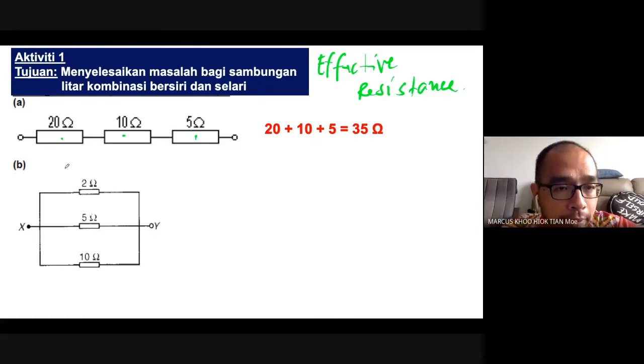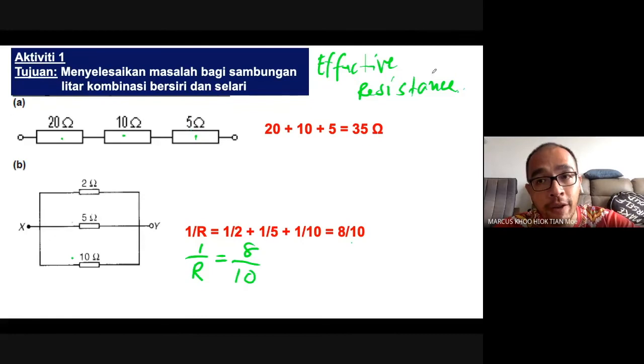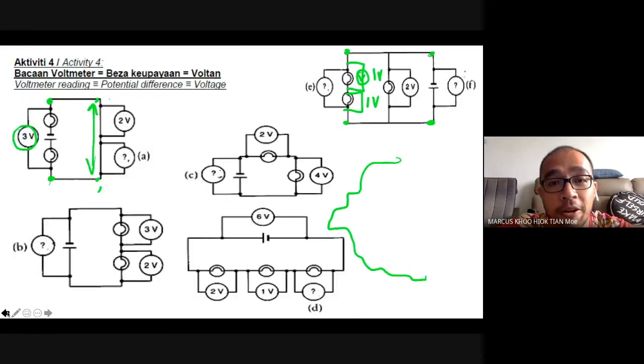Now, if it is in a parallel circuit, we have to do something slightly different. 2, 5, and 10. So the formula tells us that 1 over R equals 1 over 2 plus 1 over 5 plus 1 over 10. When you add this together, you get 8 over 10. But this is 1 over R equals 8 over 10. Effective resistance is not 1 over R. Effective resistance is R. So how do I find R from here? I just flip it around. I will get 10 over 8, which is actually 1.25 ohms. That's why just now in the slide I told you, sorry, I have to go back all the way.